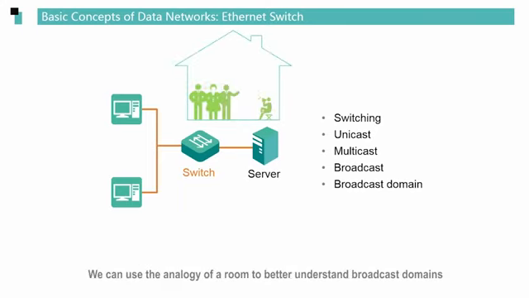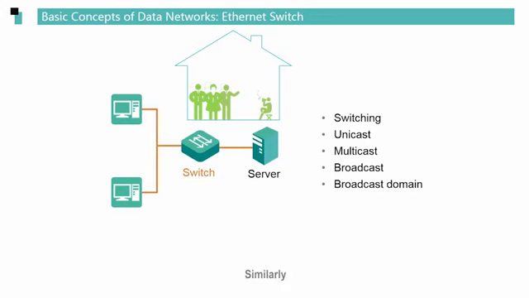We can use the analogy of a room to better understand broadcast domains. If someone within the room starts singing, every other person in the room will hear the song, regardless of whether they want to. Similarly, if one node in the broadcast domain broadcasts a message, all other members of the broadcast domain will receive it, whether or not they need it. After receiving the message, a node may examine the data, find that it's not needed, and discard it.